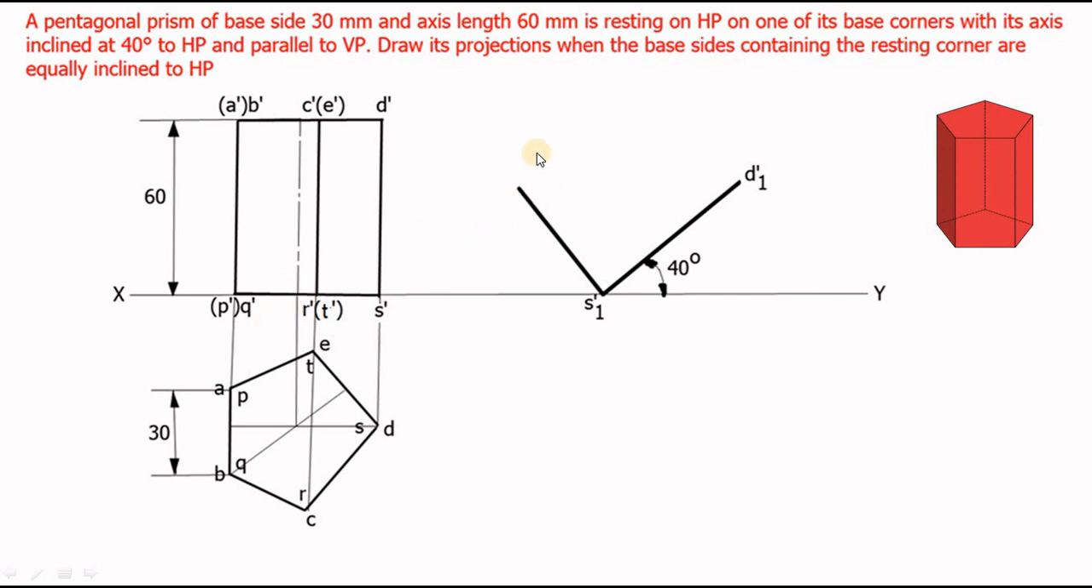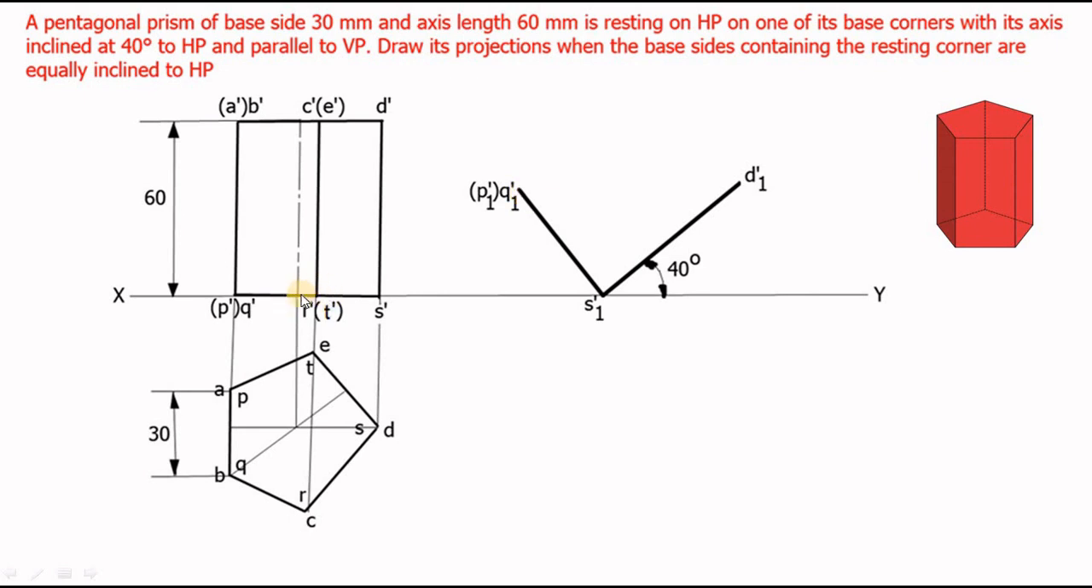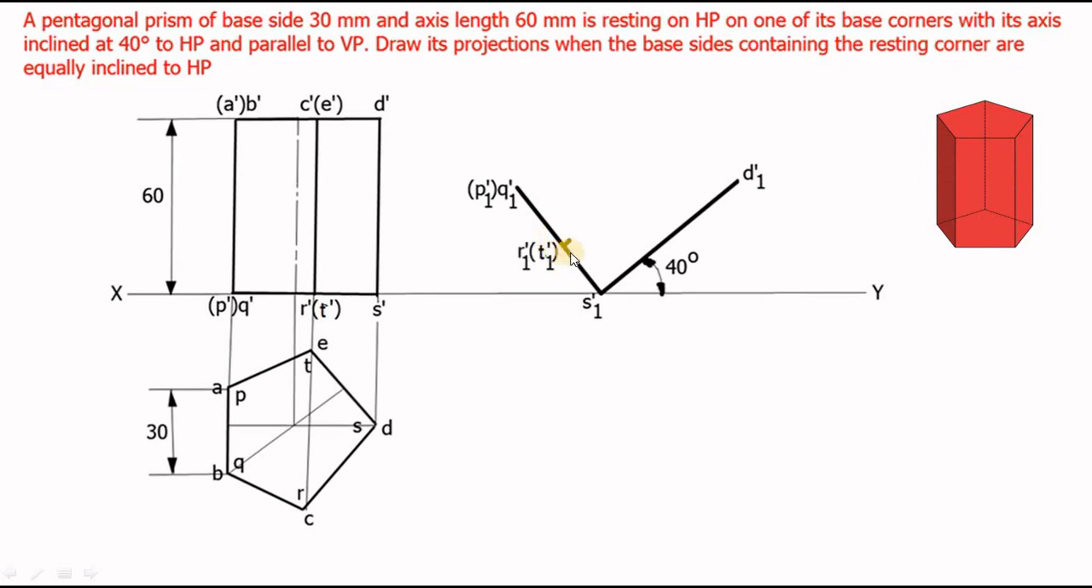Okay, so you can name this as P1 dash and Q1 dash. Then we can mark R dash and T dash here, that is R1 dash and T1 dash. The distance should be this P1 dash and the R1 dash. So what is the distance between P dash and R dash? That distance you should leave for P1 dash and R1 dash. So likewise you can mark this point, that is R1 dash and T1 dash.